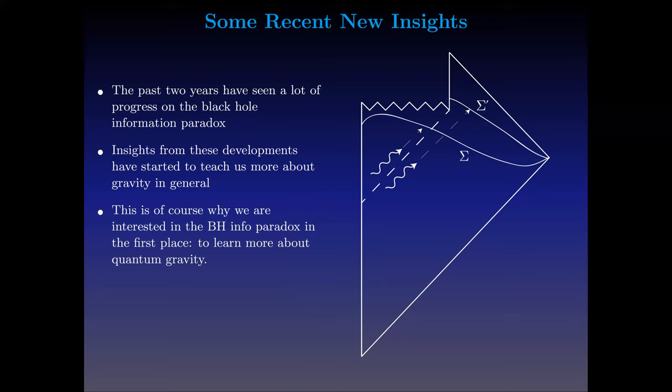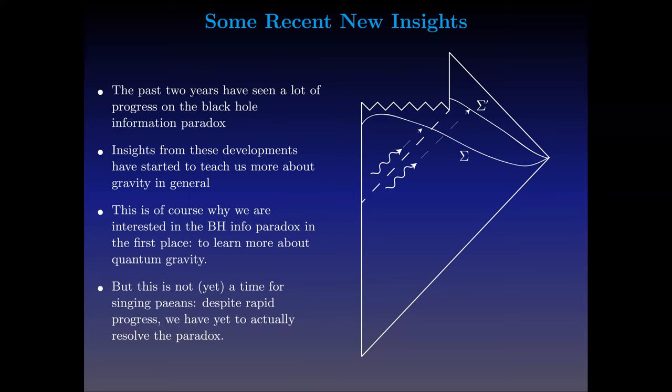Now, we could keep on going in that direction and that's great, but we would be remiss not to remember the fact that despite all of this very rapid progress, we haven't actually resolved the information paradox yet. And spoiler alert, I'm not going to resolve the information paradox in this talk. But I do want to talk a little bit about thinking in that direction and trying to understand better how we might go about resolving the paradox.